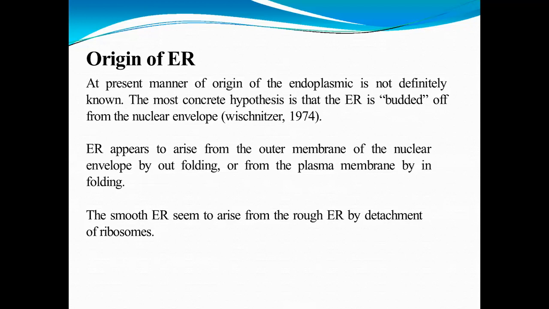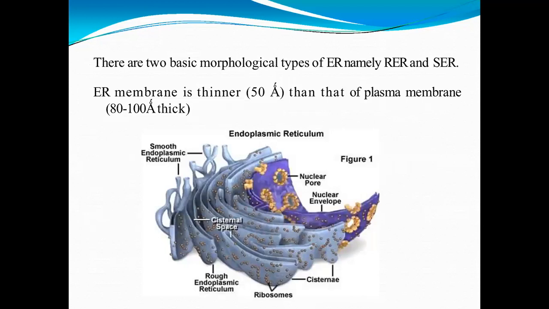The smooth endoplasmic reticulum seems to arise from the rough endoplasmic reticulum, and there are no ribosomes on smooth endoplasmic reticulum. Here we have a figure of endoplasmic reticulum. There are two basic morphological types, rough and smooth endoplasmic reticulum, which we already discussed. The endoplasmic reticulum membrane is thinner, about 50 Angstrom, than the plasma membrane, which is 80 to 100 Angstrom thick.